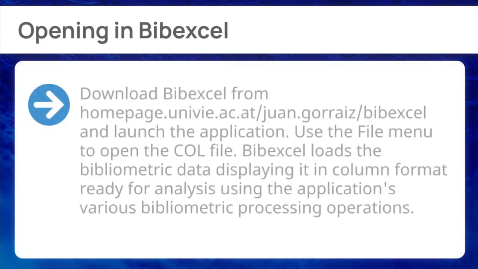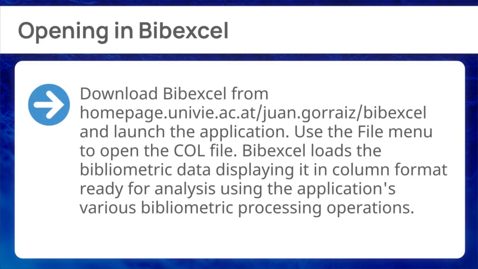First, opening in Bibexcel. Download Bibexcel from the homepage, univ.ac.at/juon, Graz, Bibexcel, and launch the application. Use the File menu to open the COL file. Bibexcel loads the bibliometric data, displaying it in column format, ready for analysis using the application's various bibliometric processing operations.